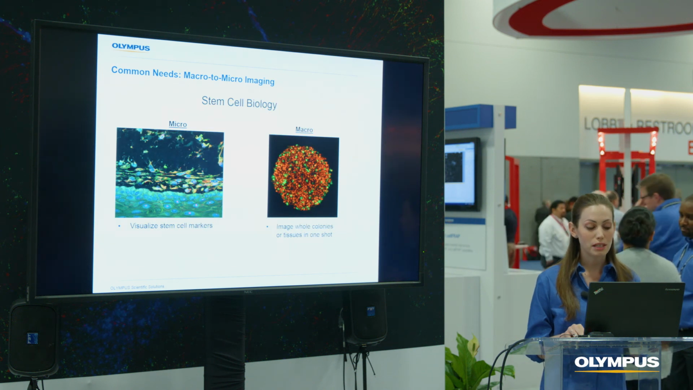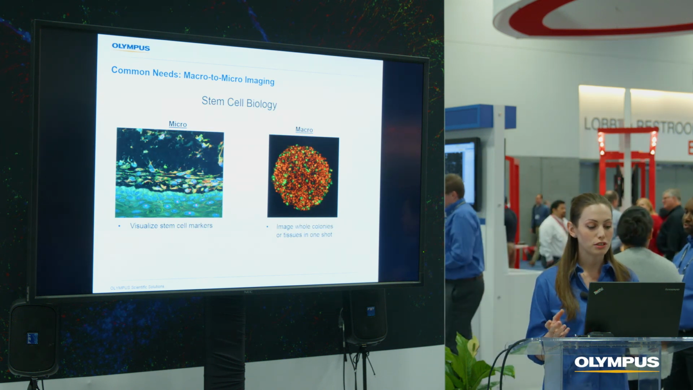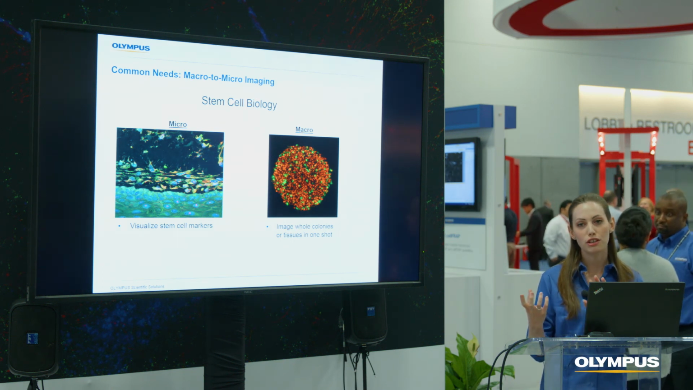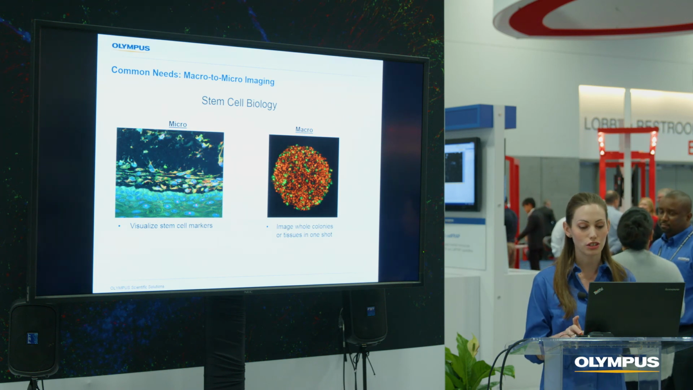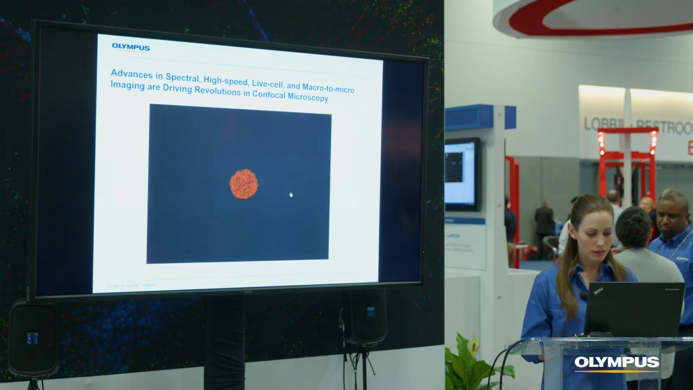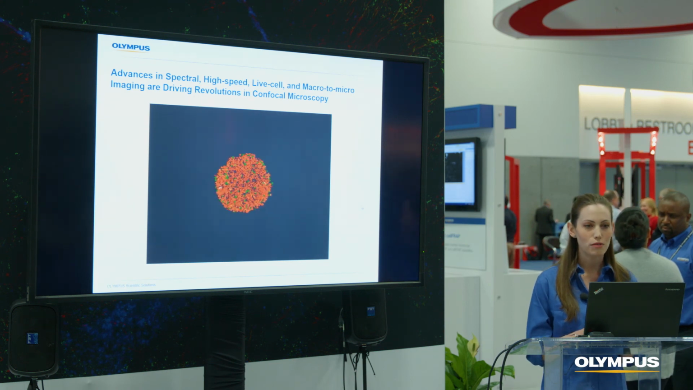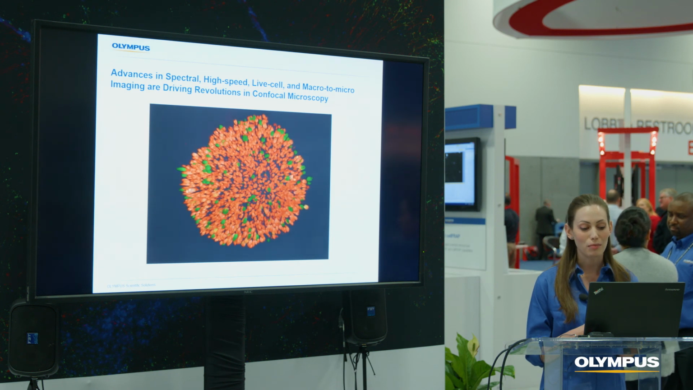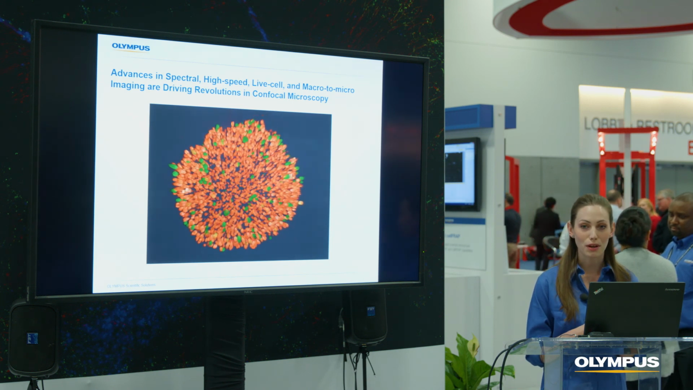And lastly, in terms of stem cell biology, what this technology enables you to do is dig down and visualize the stem cell markers at the cellular level, but then you can turn around and image the entire colony or tissue in one shot. And so what this means is that confocal microscopy as it stands today is allowing you to image samples that have typically only been reserved for other imaging methods.